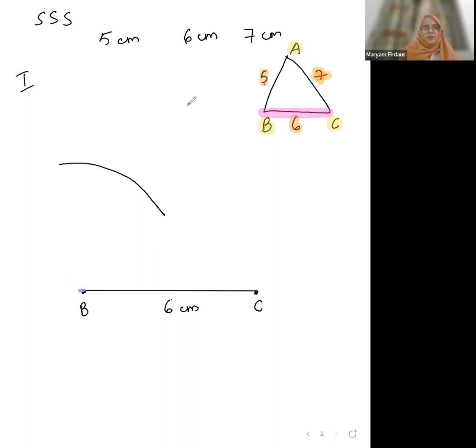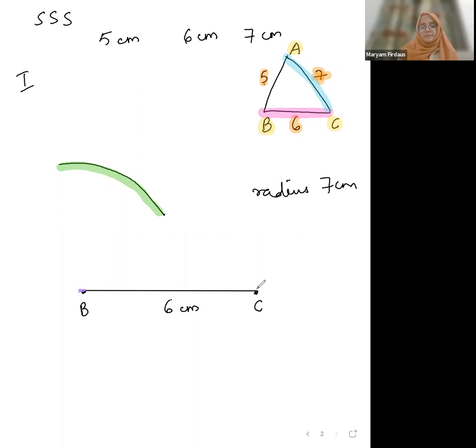Now, this was your point A. Now listen, your point A is going to lie somewhere on this arc. But we don't know where exactly. So what we can do is we can take a hint from this side, AC. The length of AC is how much? 7 centimeters, right? So we need to draw an arc of radius 7 centimeters. How will we do that?